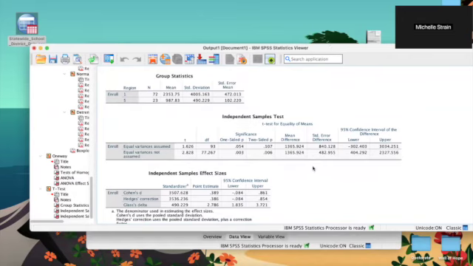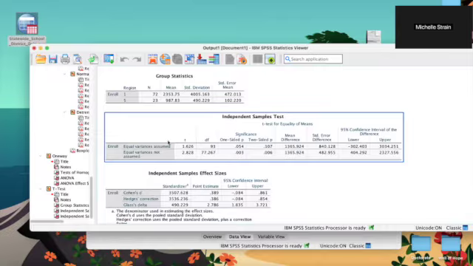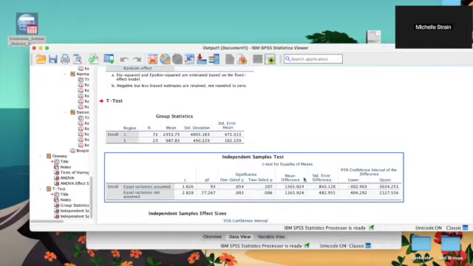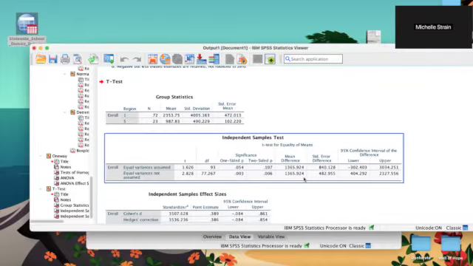So I will say mine is a little bit different than the one that was showed in the videos, because I am not seeing our F or our significance over here, but I did find it in our one-way ANOVA test. So let's take a look at this information really quickly.